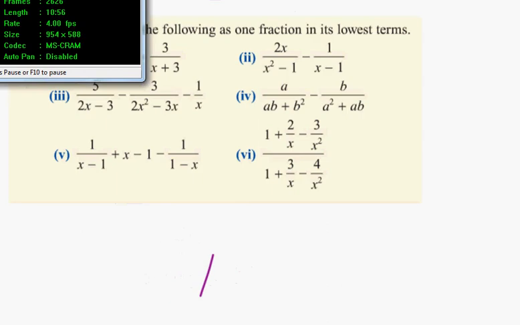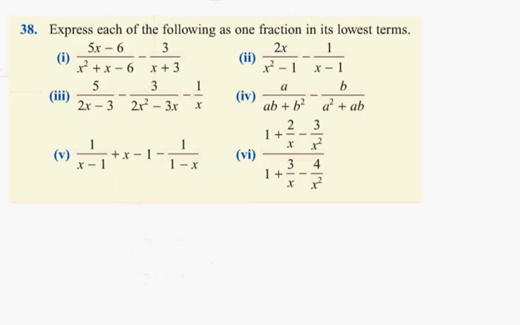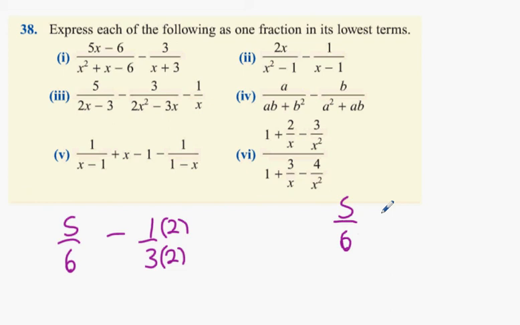As an example, I have a really good one for you. 5/6 minus 1/3. Most of you will say, look, this is absolute child's play. Multiply this one top and bottom by 2. Get 5/6 take away 2/6 to get me 3/6, which equals a half. Easy peasy. Not worth even thinking about, right?